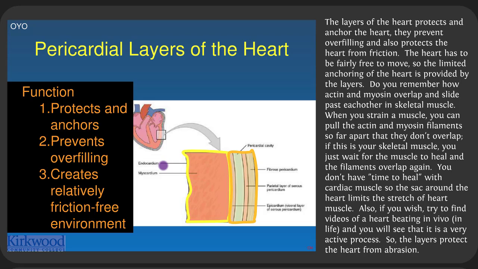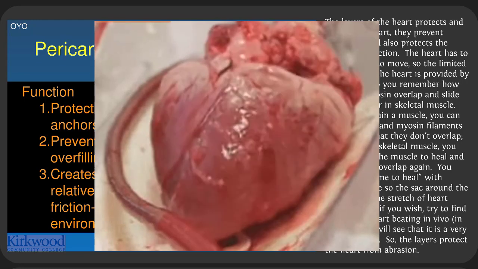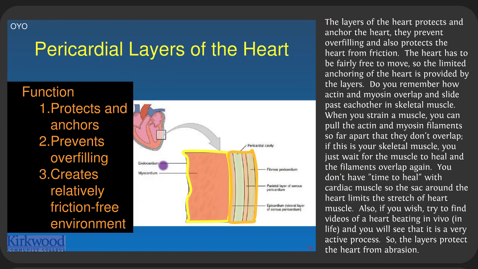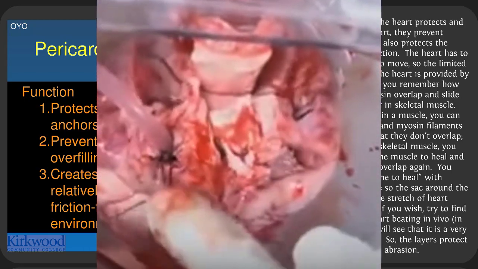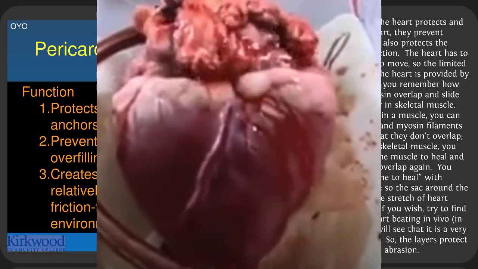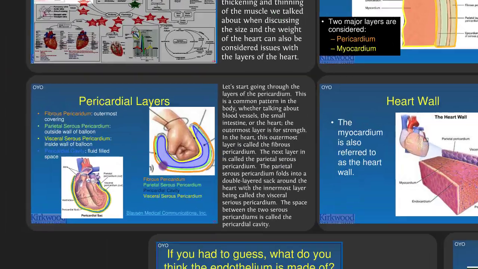If you wish, try to find videos of the heart beating in vivo, in life, and you'll see that it's a very active, almost violent process. Before they transplant hearts now, even when they're transporting a heart to be transplanted, they'll often keep it beating. So there are videos out there of a heart beating in life, or in vitro, which means in glass, which means it's been pulled from a body, but it still has life. So the layers also protect the heart from abrasion while it's going through this violent beating process.